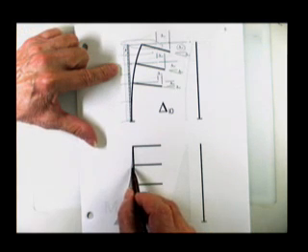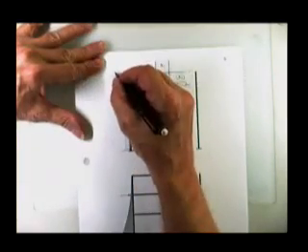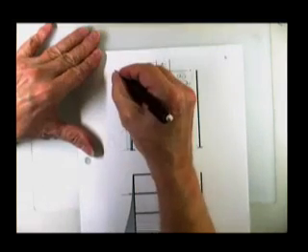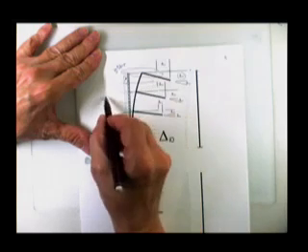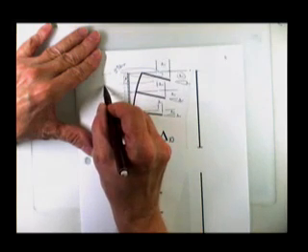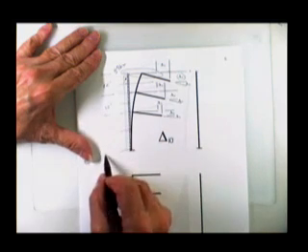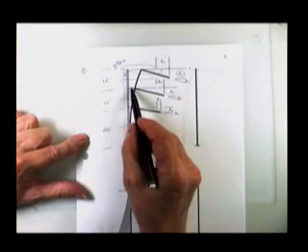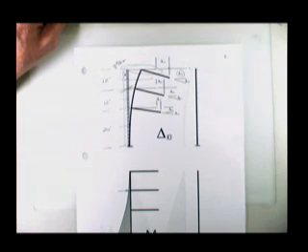What's the moment right here? If this is, what did we say, 3 kips per foot, and these heights were 12 feet, 12 feet, 20 feet, what is the moment right here? Better be able to do that.